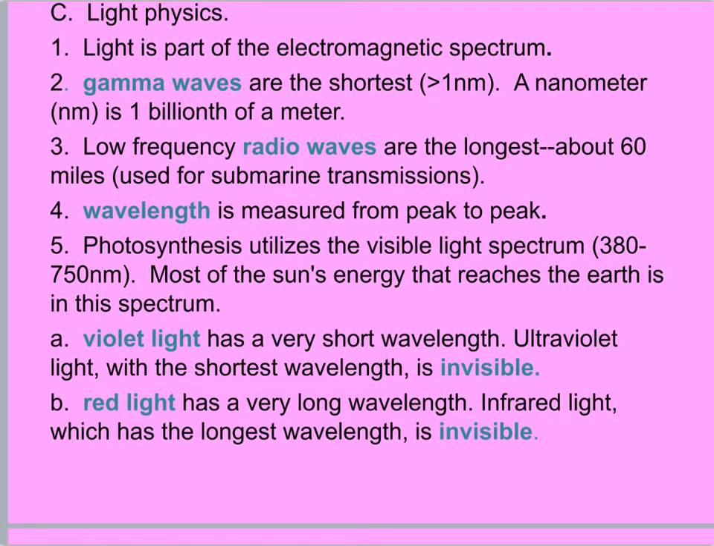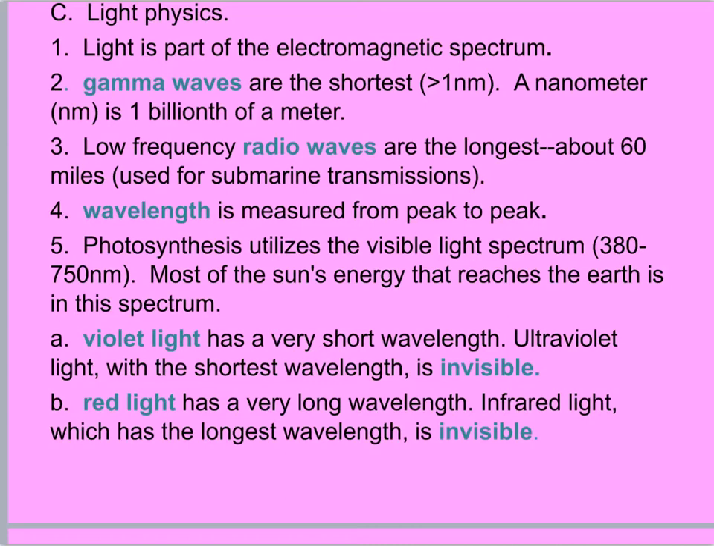So that brings us to light physics. Because we've talked about photosynthesis, we do need to talk about light a little bit. Light is a part of the electromagnetic spectrum. In the electromagnetic spectrum, you have lots of different waves. Gamma waves are going to be the shortest waves, and radio waves are going to be the longest. Wavelength is measured from one peak to the next. And photosynthesis is going to use the visible light spectrum, which is kind of in the middle of that electromagnetic spectrum. Most of the sun's energy that reaches the earth is in that spectrum.